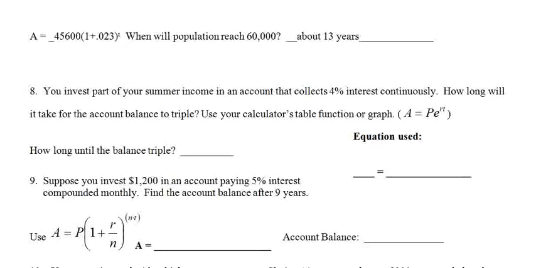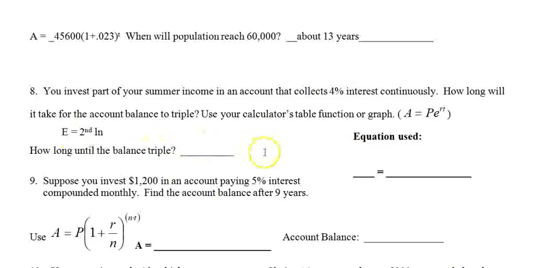Okay, 8. You invest part of your summer income in an account that collects 4% interest continuously. How long will it take for the account balance to triple? Use your calculator's function or graph. A equals P e to the rt. E is a number on your calculator. To get E, you're going to hit second and the ln, the natural log button, and that'll get E, and it'll automatically make it an exponent for you.